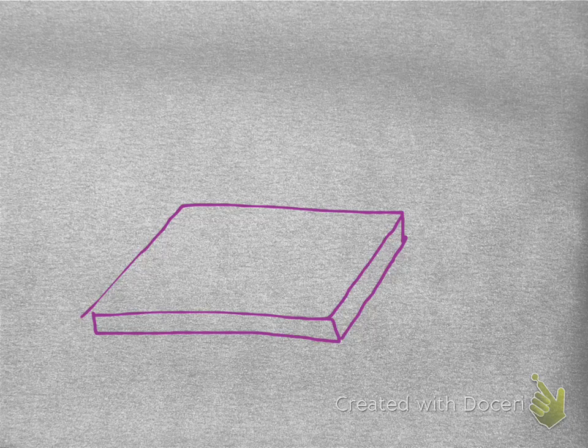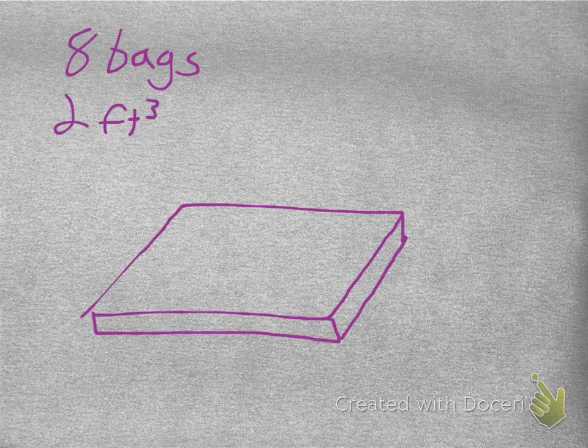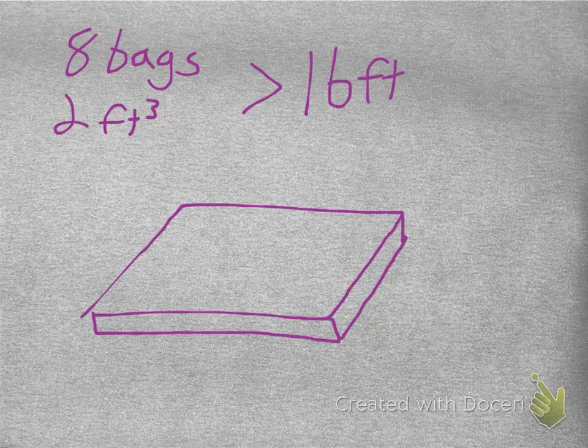Now she has 8 bags of mulch, and each bag is 2 cubic feet. So, how much can the 8 bags in total cover? 16 cubic feet. So if you used all the bags, you're going to have 16 cubic feet.